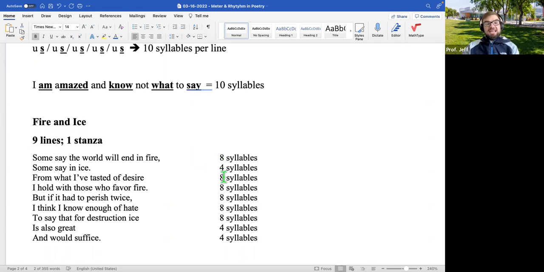So we only have eight and four here, but you probably heard me falling into the iambic pattern, the iambic rhythm, when I was reading the poem out loud, because let's just test. We'll go back and forth. Let's try iambs and see. Some say the world will end in fire. That would be unstressed, stressed, right? Now let's try it the other way. Let's try stressed, unstressed. Some say the world will end in fire.